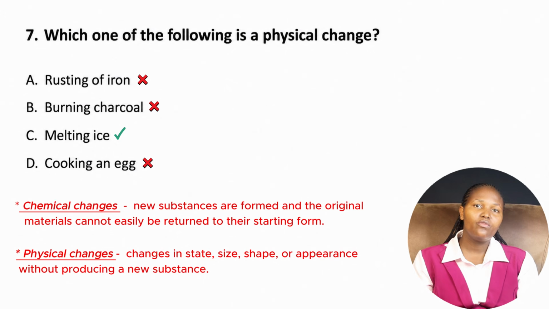So, such questions are very, very common. You should always remember that the strongest question to ask is this: has a new substance been formed? If a new substance was formed, it is usually a chemical change. But if no new substance was formed, then it is usually a physical change. Let us now go to question number 8.